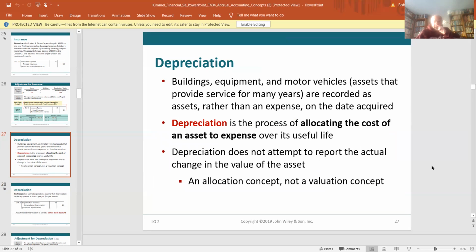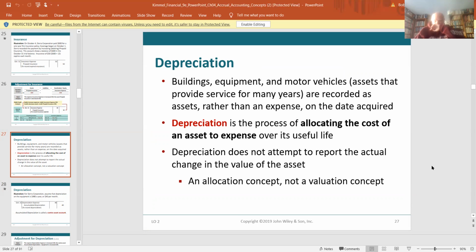Depreciation. We've not talked about depreciation, I don't think. Depreciation is an expense. It's an expense with no cash involved. It's recognition that equipment has wear and tear, that equipment breaks down, that it wears down, has less value as time goes on. Buildings, equipment, motor vehicles are recognized as assets rather than an expense on the day acquired.